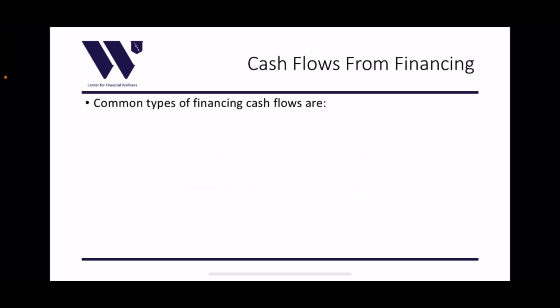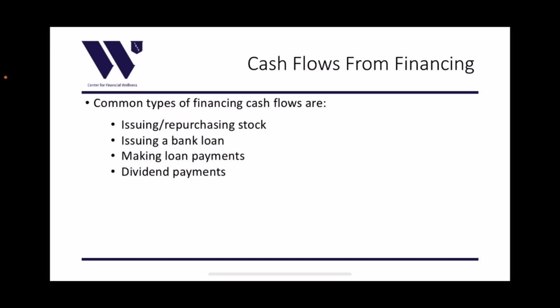So the common types of financing cash flows, first we have issuing or repurchasing of stock. So when your company is first made, you might issue some stock, you might repurchase some stock later on, and then throughout some of the funding process, you might also choose to issue or repurchase some stocks. So those cash flows will show up in this portion.